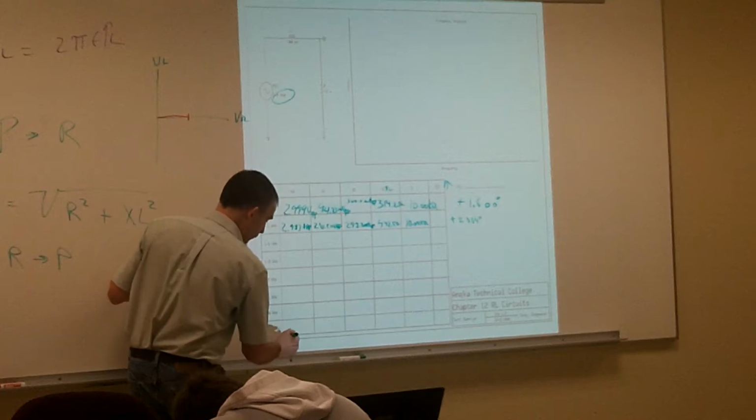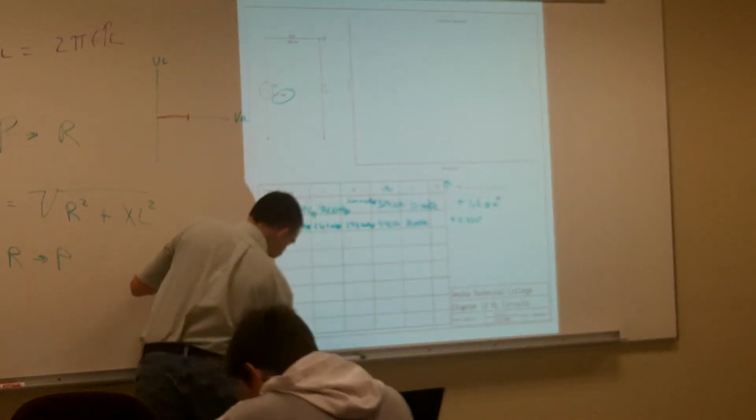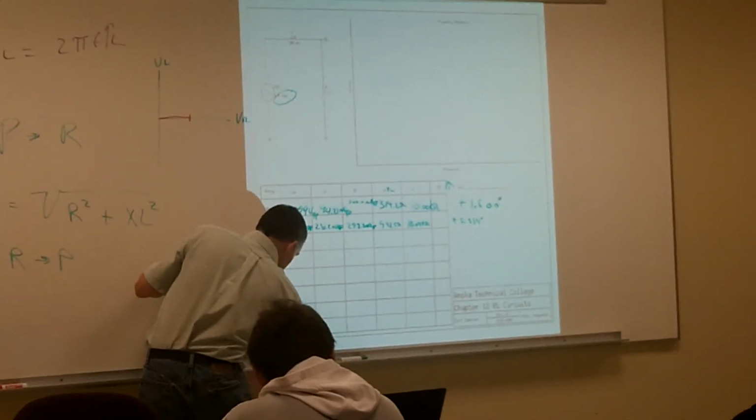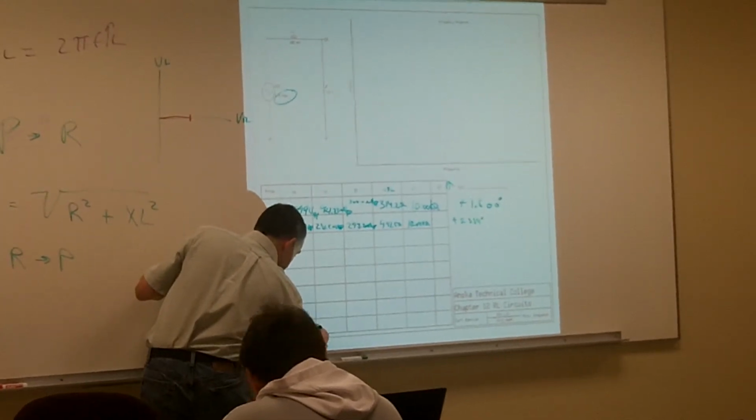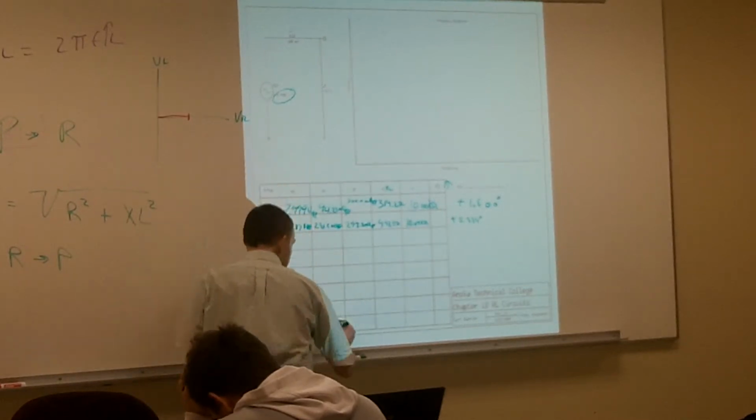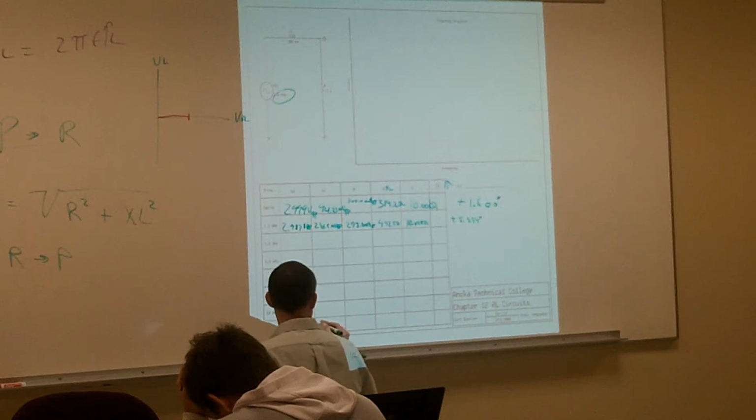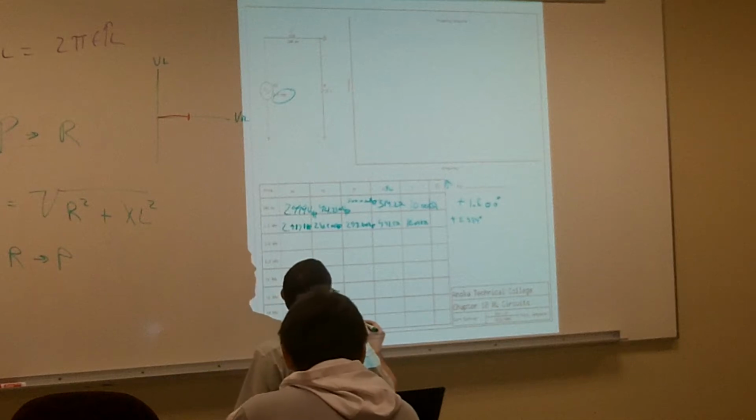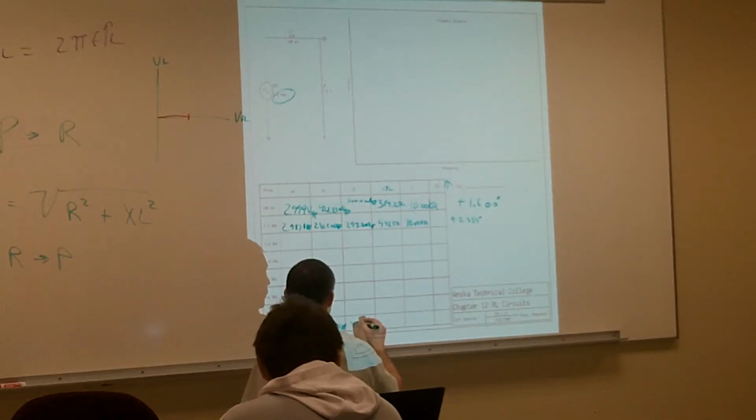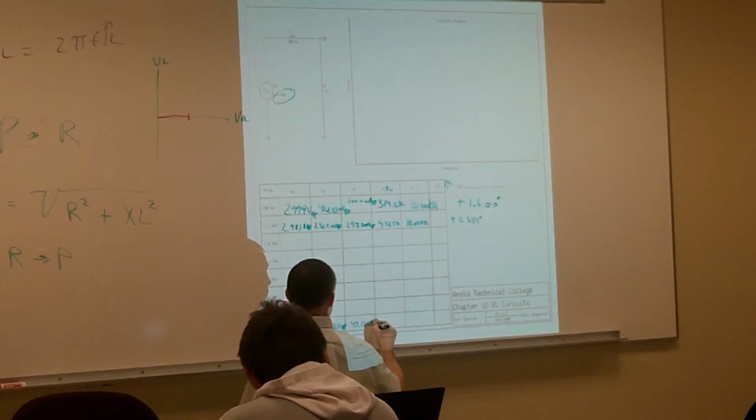So at 100 kilohertz, what did I get for my voltage across VR? 471.4 millivolts peak to peak. Okay, and then my voltage across my VL: 2.963 volts peak to peak. And my IT: 47.15 microamps peak to peak.